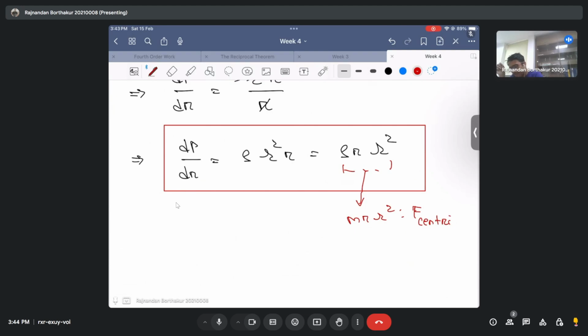So if m r omega square is your F centrifugal, and I just divide it by the volume of the fluid, then F centrifugal per unit volume of the fluid is just rho r omega square. So this is nothing but your centrifugal force per unit volume. That is something that I want to infer here.